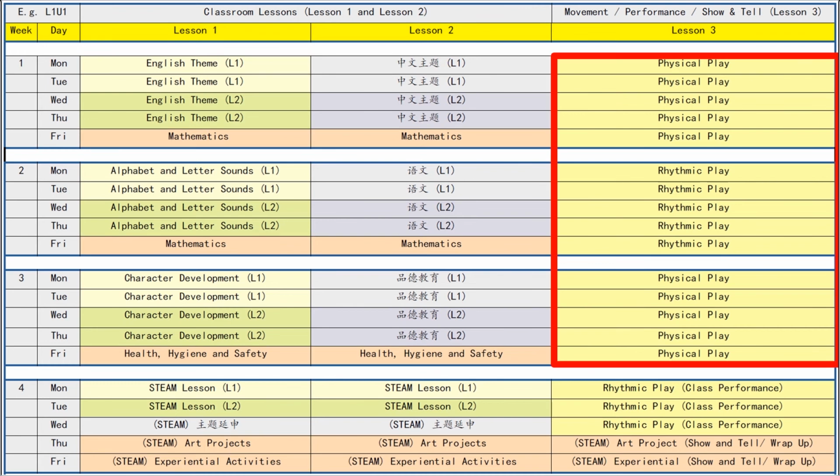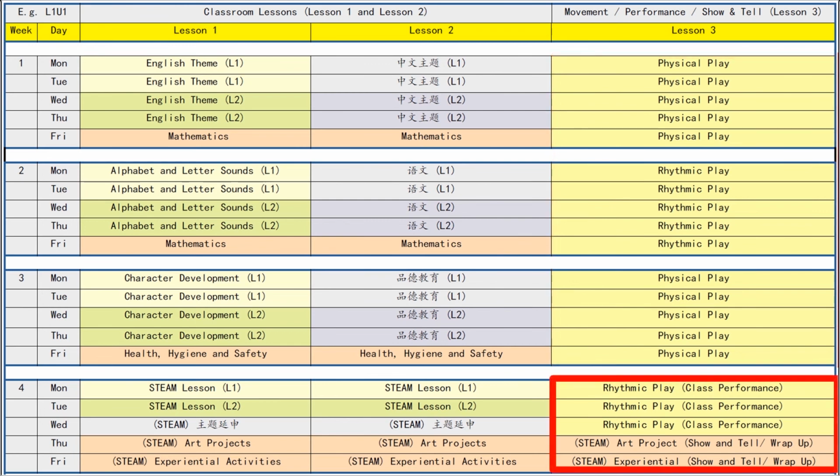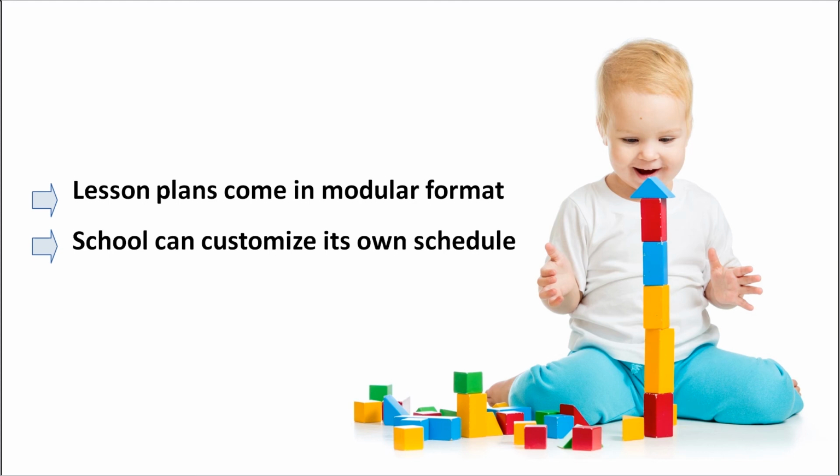The third lesson of each day is devoted to movement activities such as physical play and rhythmic play. At the end of each unit, this lesson is also used for class performances and project work presentations. What we have just shown is an example of a timetable for the purpose of illustration. As lessons are designed in a modular format, schools have the option to customize a lesson schedule based on their own needs and requirements. Schools do not necessarily need to follow exactly the timetable shown here.